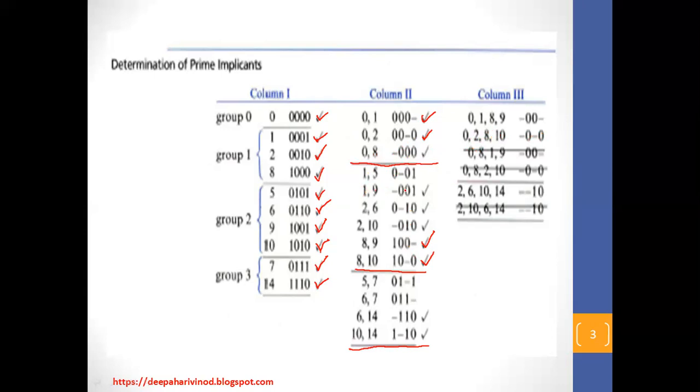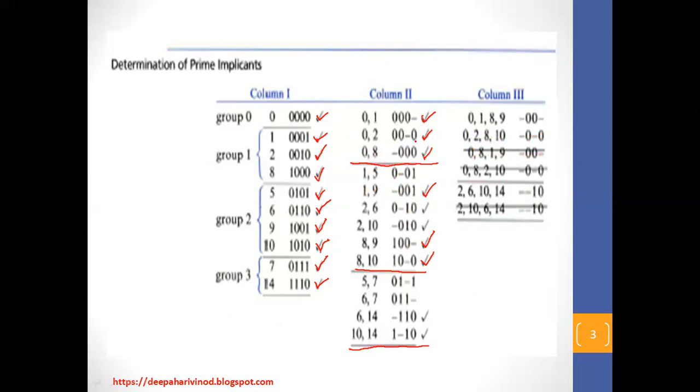Next is 0, 8 with 1, 5, cannot be done. 0, 8 with 1, 9, it can be done. First one, second, last bit changes. So 0, 8 put a tick mark, 1, 9 put a tick mark. 0, 8, 1, 9 dash 0, 0 dash. That will be the answer.